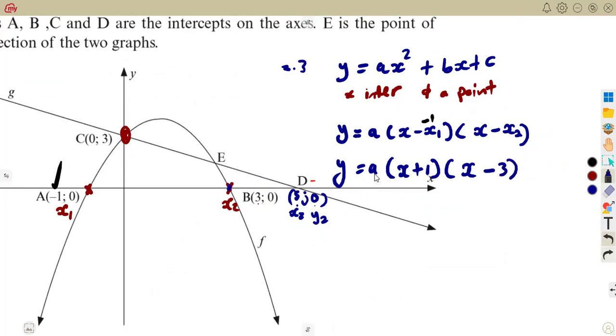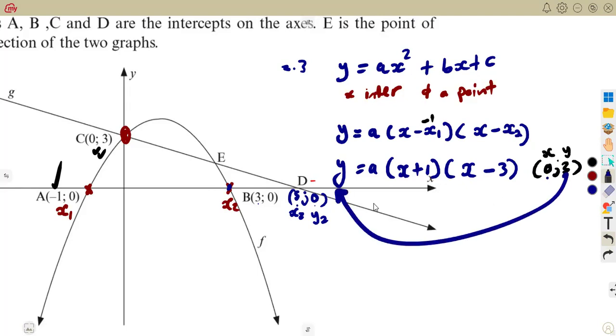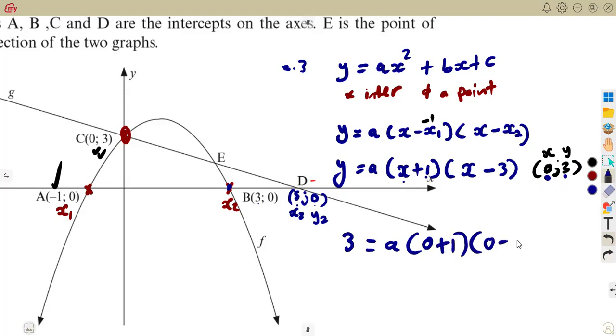So to find the value of a, we are going to use any point now. That's why we take any point, using the point 0, 3. What does it mean? It means x is equal to 0, y is equal to 3. So in place of x, substitute a 0. In place of y, substitute a 3, where you see a y there. So that's 3 is equal to a into x plus 1. Remember, our x is 0 there. So you're going to have 0 plus 1 into 0 minus 3. Simply use your calculator properly, guys.